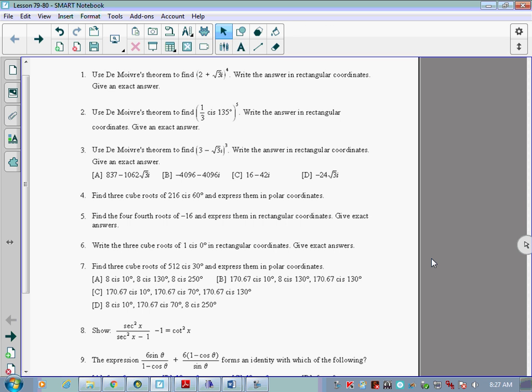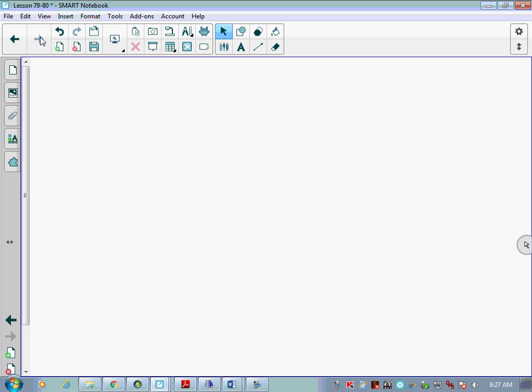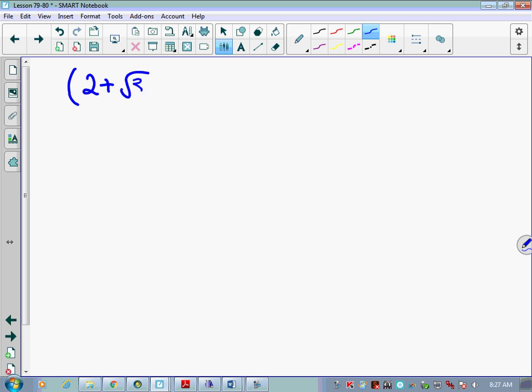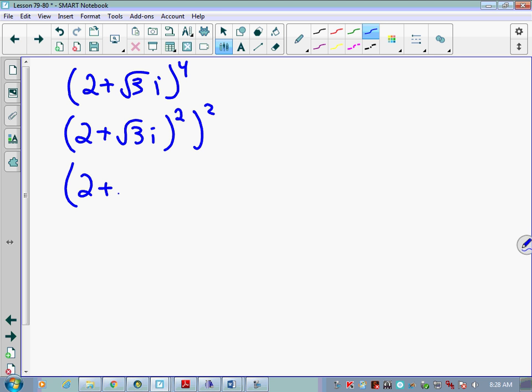Use De Moivre's theorem to find (2 plus radical 3i) to the 4th, and write the answer in rectangular coordinates, giving an exact answer. So we're going to start off with this one by breaking it down into a couple of different things. It says 2 plus radical 3i, to the 4th. The easiest thing to do is to think of it as squared, squared. If we're squaring it, what we're going to do first is FOIL it. So we're going to take 2 plus radical 3i times 2 plus radical 3i.